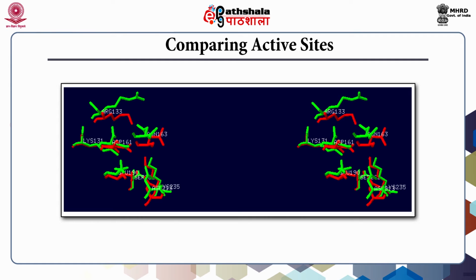The stereo vision of these active residues in 2 enzymes, one free enzyme shown in red and the other with bound substrate shown in green, shows that the residues in the active site of the free and bound enzyme do not overlap. Consequently, there is induced fit binding of the substrate to the enzyme.